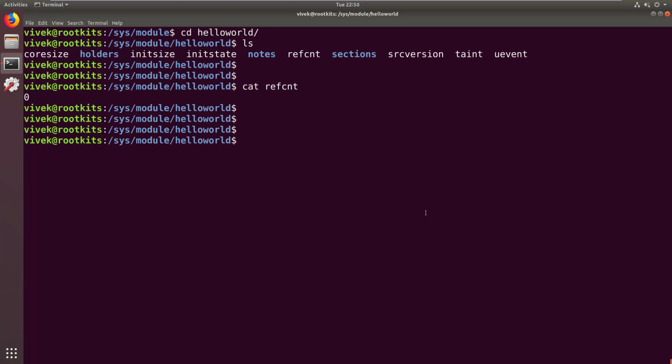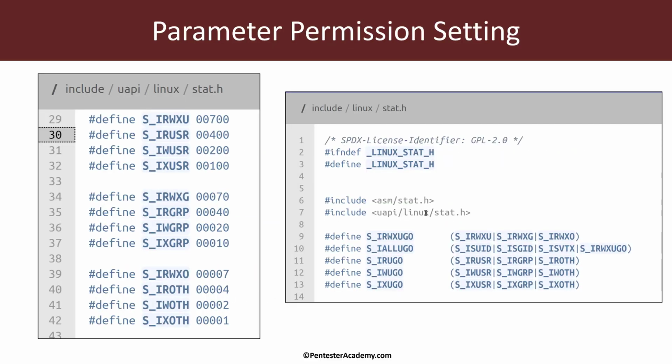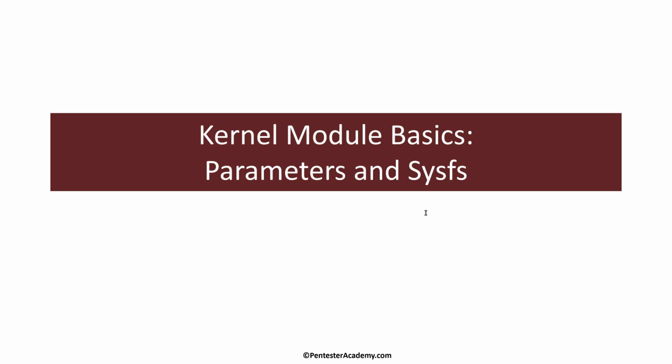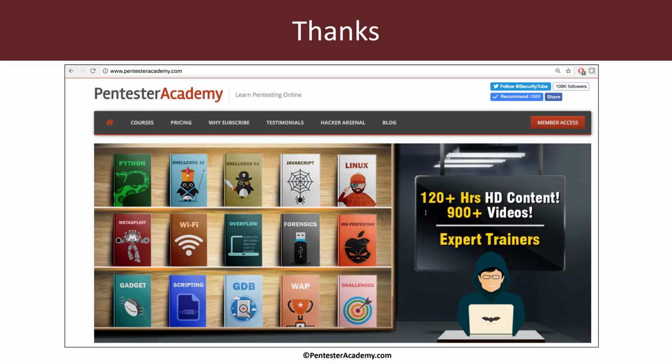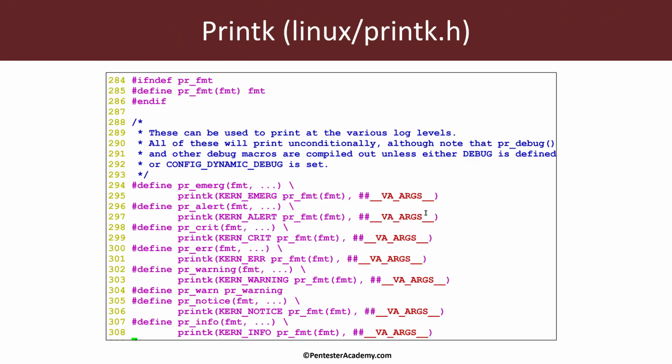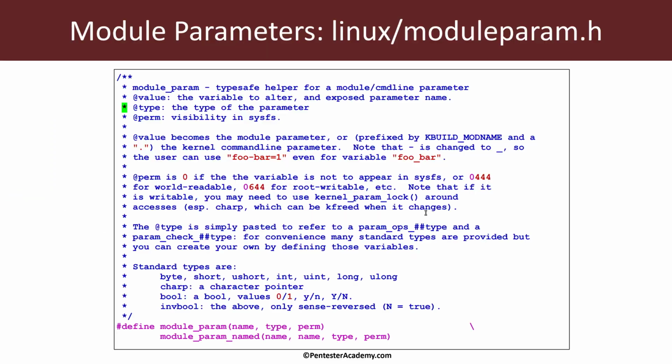Now, why is this important? In the last video, if you remember, we had talked about module input parameters, etc. Let me go there. We had seen that the third option in here, which is perm, we had taken as 0. Now, if you notice, the help file tells you if perm is 0, then the variable will not appear in sysfs. But if any other permission is granted here, then it will appear in sysfs with that permission set applied.